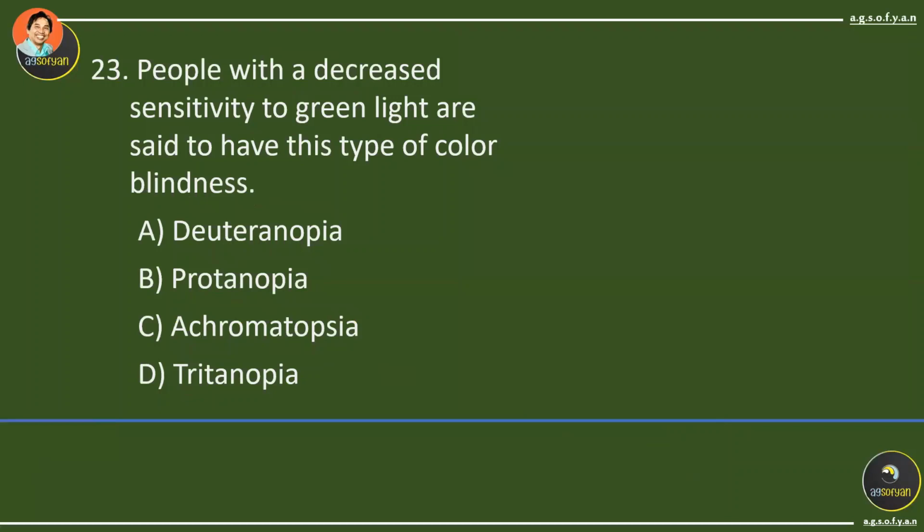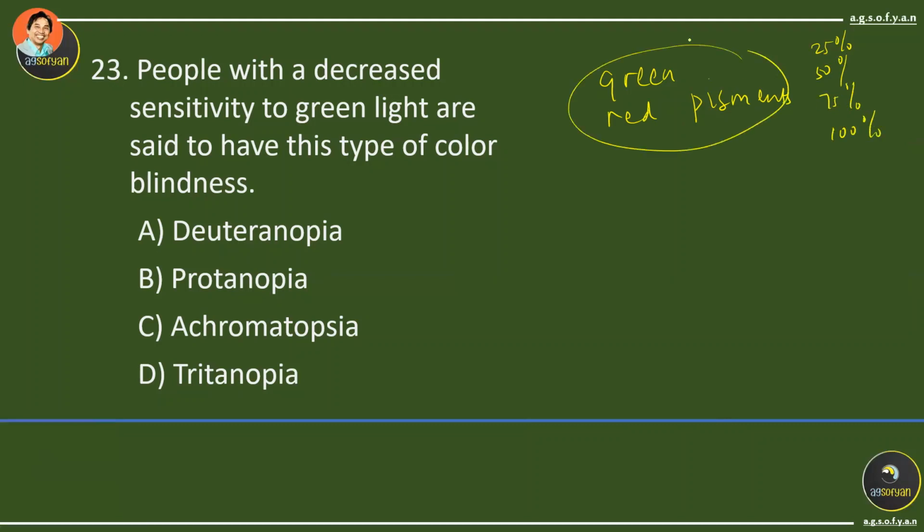People with a decreased sensitivity to green light are said to have this type of color blindness. A, B, C, or D. Remember, the color blindness is usually related to green and red pigment. Usually some people do not have green, or maybe it can be 25% lack of green, 50%, 75%, or maybe 100% lack of this pigment.